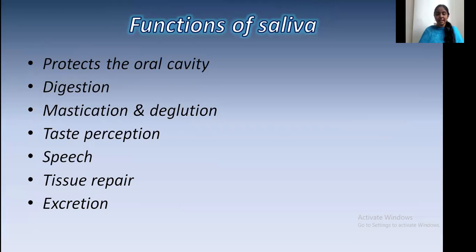Function of saliva is it protects the oral cavity, it helps in digestion, it helps in mastication and deglutition, it helps in taste perception, it helps in speech, it helps in tissue repair, and it helps in excretion. By excretion, what they mean is many minor compounds which we eat are secreted in the saliva, and that is how it comes out of the body.